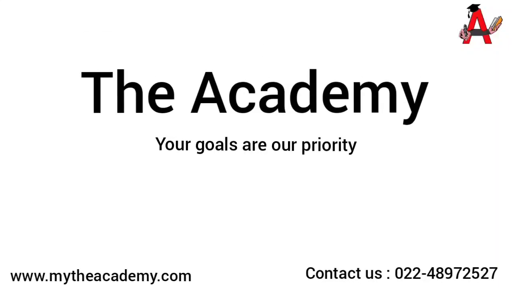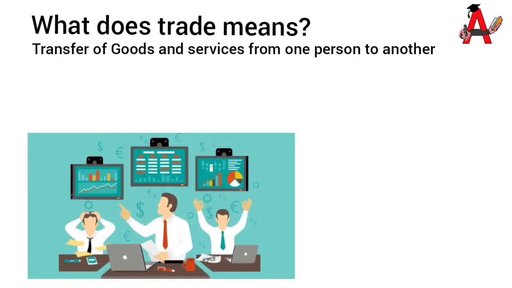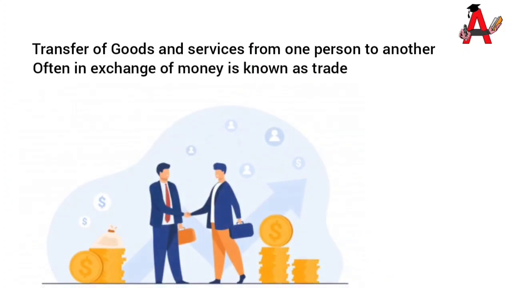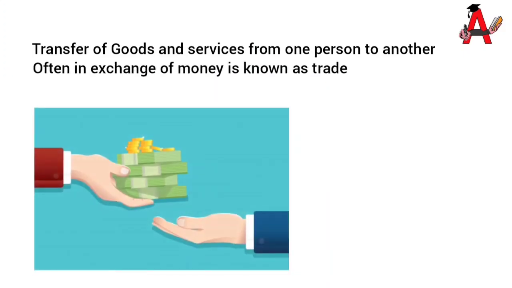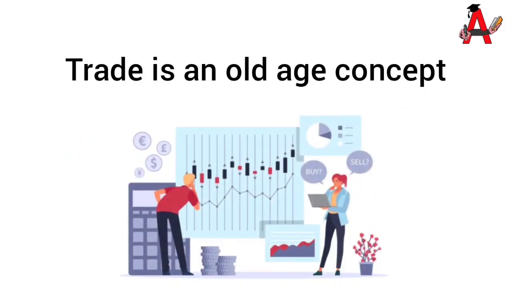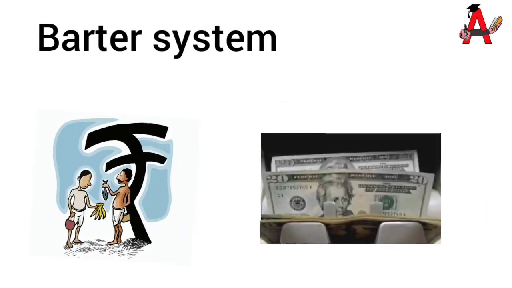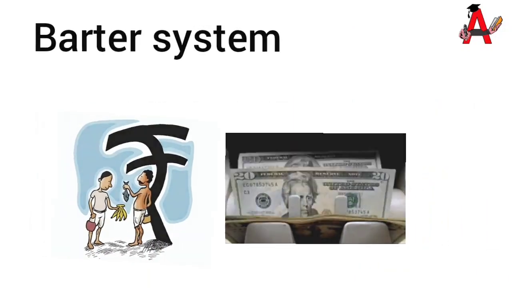Hello, today we are doing chapter trade. Now, what does trade mean? Transfer of goods and services from one person to another, often in exchange of money, is known as trade. But trade is an old age concept. In ancient and medieval period, trade was done through barter system. There was no currency used in this trade.